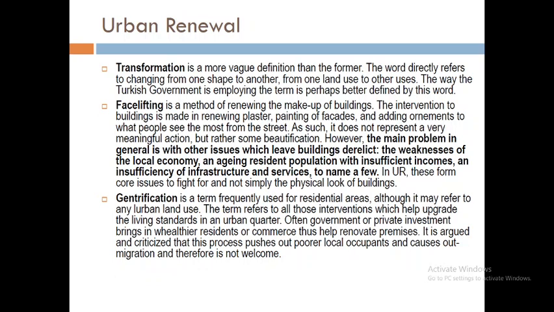The last but not the least, the most important aspect is gentrification. Gentrification is the term frequently used for residential areas, although it might refer to any urban land use. The term refers to all the interventions to help upgrade the living standards of the urban quarter. Often, the government or private investment brings wealthier residents or commerce and thus renovates the premises. It is argued and criticized that this process pushes out poorer local occupants and causes migration, and is therefore not welcome.